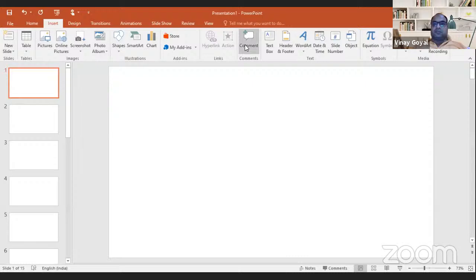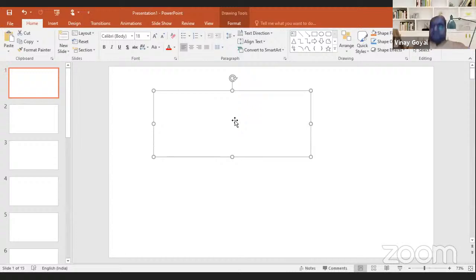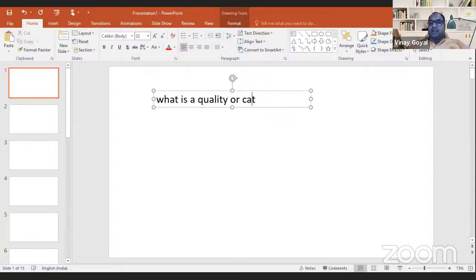So the first thing which I wish to cover is, at any place, if you are not able to see my screen or something, please feel free to ask. Okay, so what is a quality or category publication? This is the first thing that you have to answer. What is a quality or a category publication?